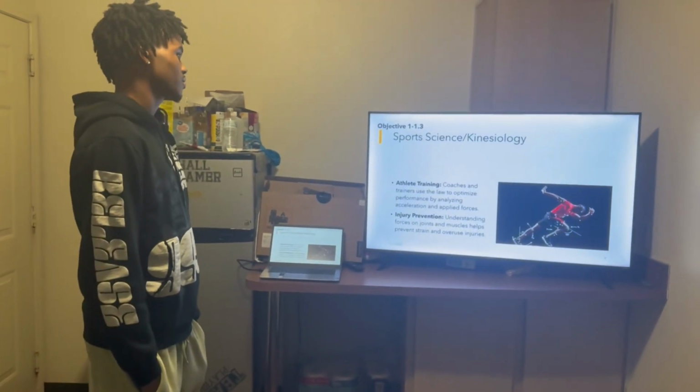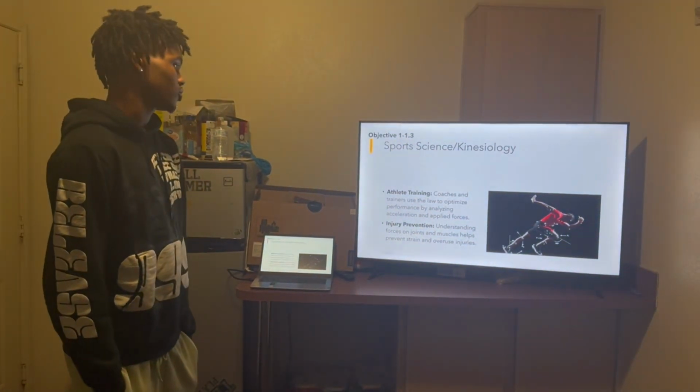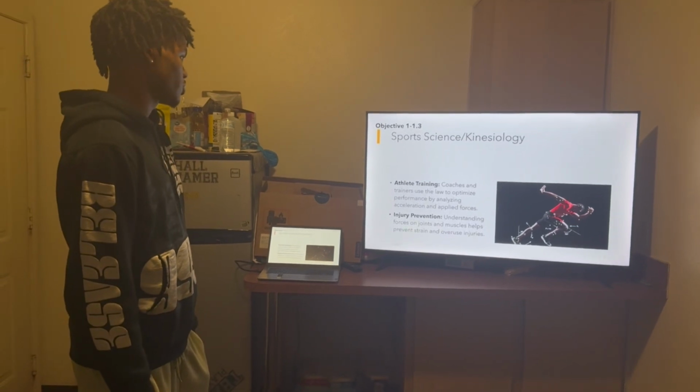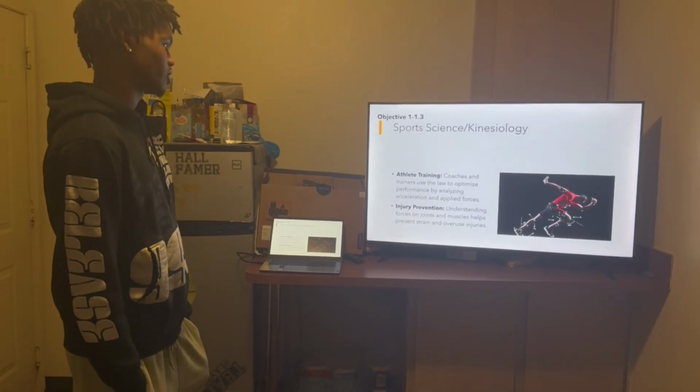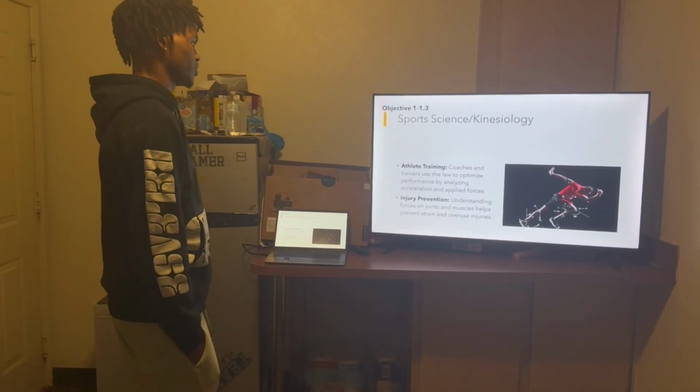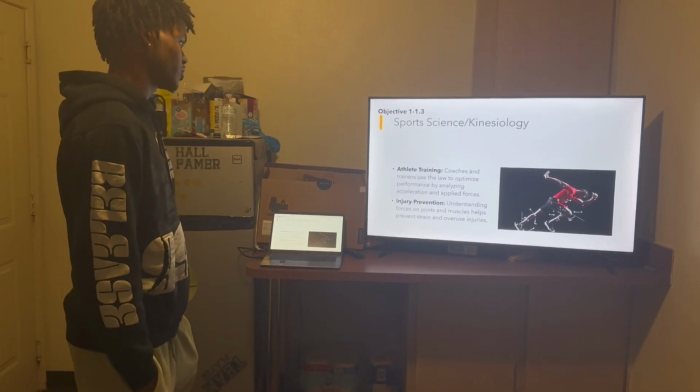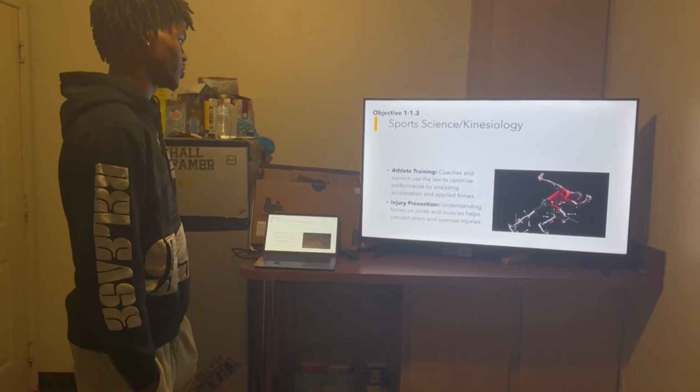Sports science, kinesiology. Athlete training. Coaches and trainers use the law to optimize performance by analyzing acceleration and applied forces. Injury prevention. Understanding forces on joints and muscles helps prevent strain and overuse injuries.